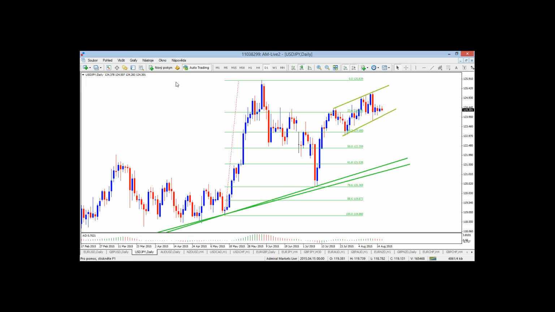Dollar yen, daily chart. Kind of a funny situation. I'm curious how this is going to develop. We're very close to that 125.90 top. If we can put a good daily candle close above that, we might be back into that massive uptrend we've seen for years already. And that's something that I think could happen.